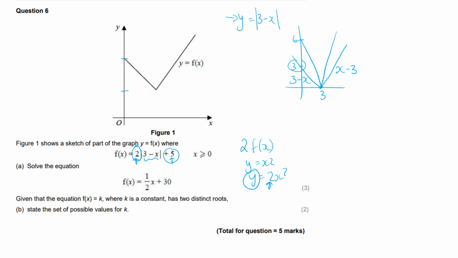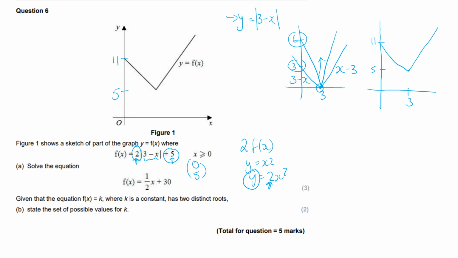And then a 5 on the end is just going to translate the graph 5 up. So the whole graph is going to go from 3 here, and it's going to move up 5 places. So that will take this place here to 3, 5, and this 6 y-axis intercept will go up to 11. So that is what our graph looks like. So this point here is 5 and this point here is 11.